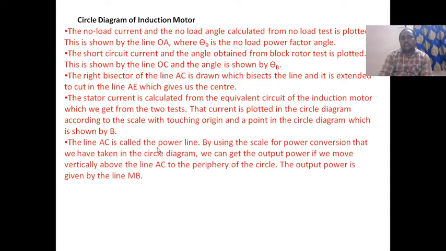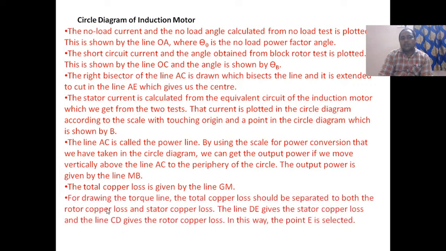The line AC is called the power line. By using the scale of power conversion that we have taken in the circle diagram, we can get the output power if we move vertically above the line AC to the periphery of the circle. The output power is given by the line MV. The total copper losses are given by the line GM. For drawing the torque line, the total copper losses should be separated into both the rotor copper loss and the stator copper loss.